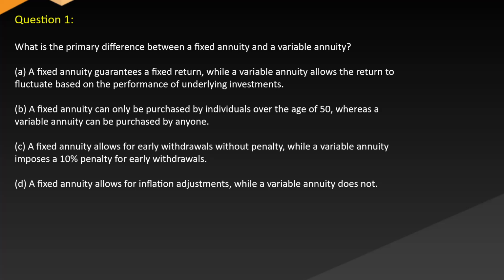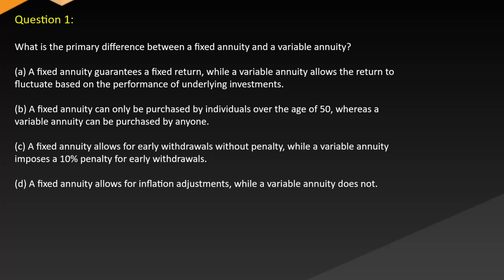Question 1. What is the primary difference between a fixed annuity and a variable annuity? A. A fixed annuity guarantees a fixed return, while a variable annuity allows the return to fluctuate based on the performance of underlying investments. B. A fixed annuity can only be purchased by individuals over the age of 50, whereas a variable annuity can be purchased by anyone.